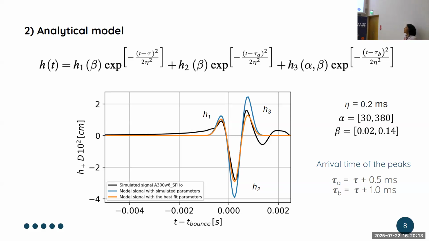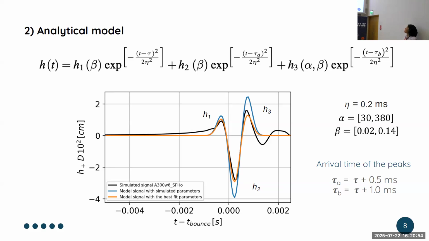So almost all three have the same shape, but one has more amplitude than the others. If you see here, the amplitude is in H1, H2, and H3, and the shape of the waveform is through the exponents. The arrival time for each peak is in the names TA and TB, and eta is the width of each waveform in this part.